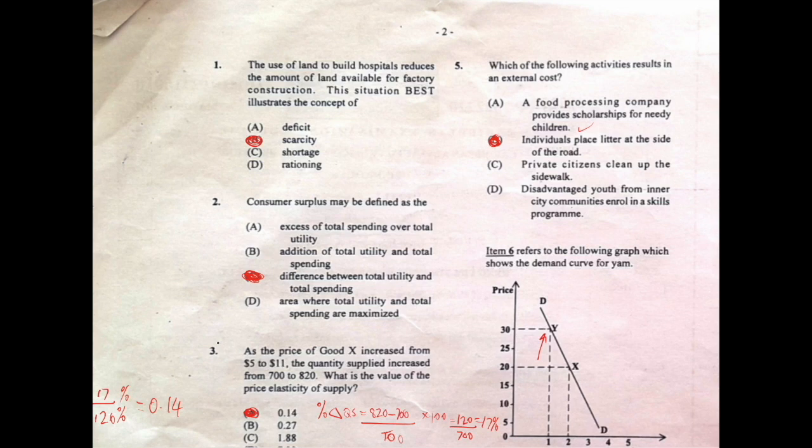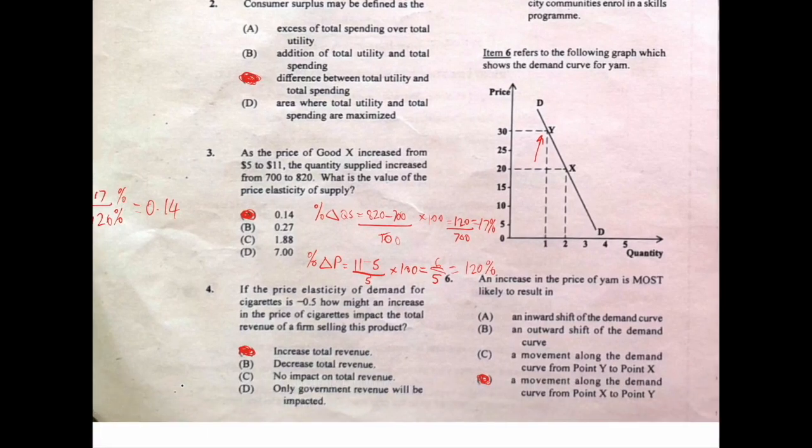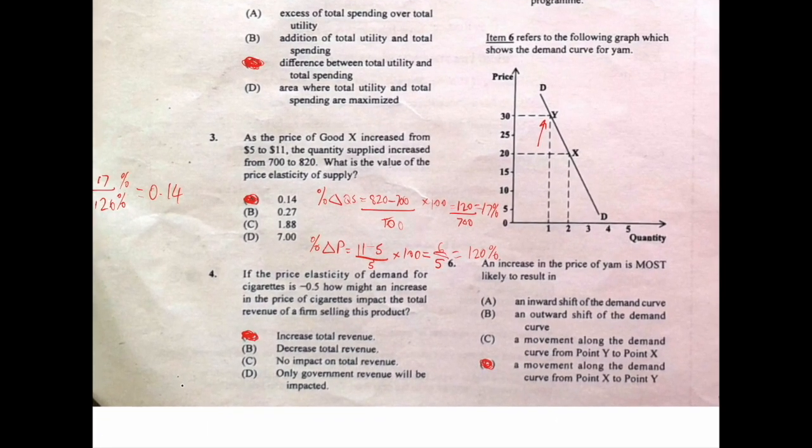Okay, moving on. 2. Consumer surplus may be defined as C, the difference between total utility and total spending. 3. As the price of good X increased from $5 to $11, the quantity supplied increased from 700 to 820. What is the value of the price elasticity of supply?